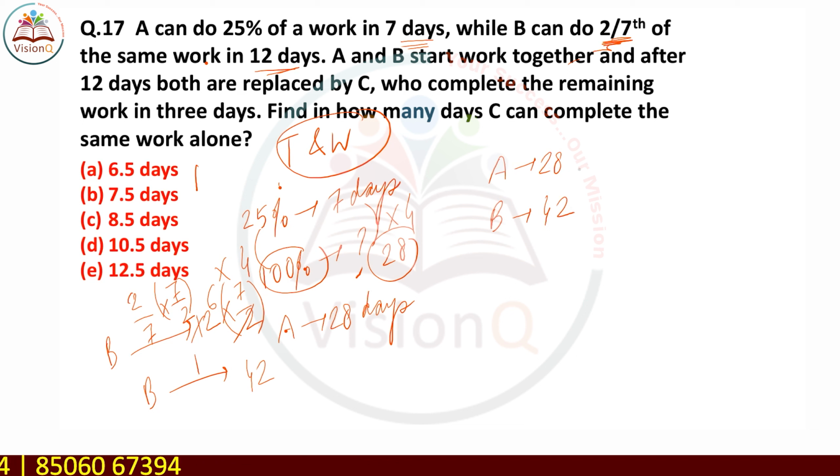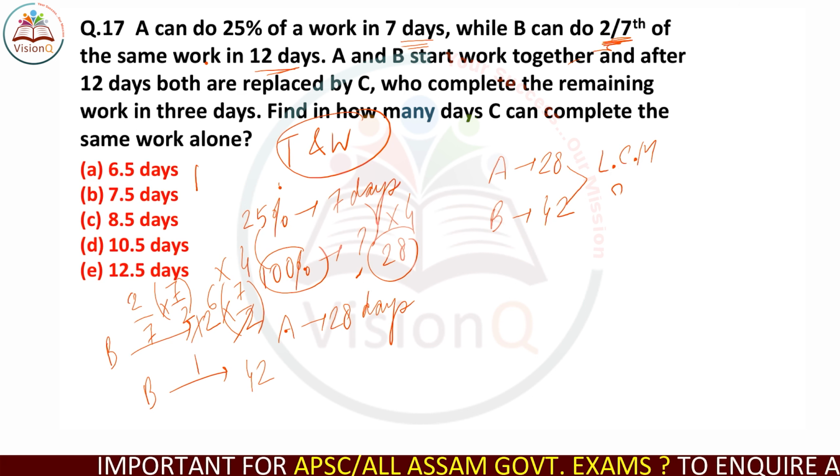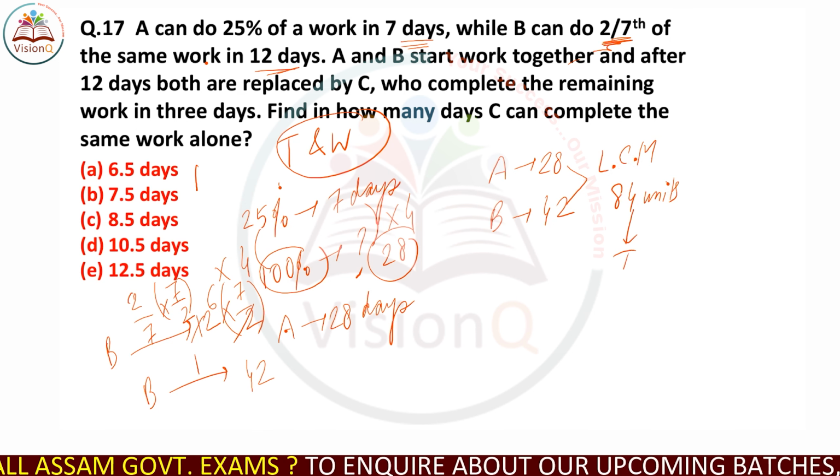So the next aim is to find out the total work. To find the total work, always find the LCM of these times. So the LCM of 28 and 42 will be how much? 84. 84 units. So this is the total work.